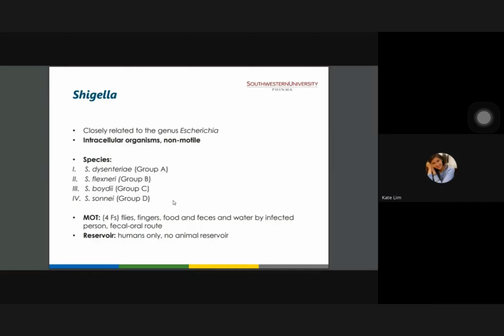Right in front of you are some of the important clinically significant species of Shigella. They are subclassified into four groups: A, B, C, D. Group A stands for Shigella dysenteriae. Group B, Shigella flexneri. Group C, that would be Shigella boydii. And Group D, that would be Shigella sonnei.